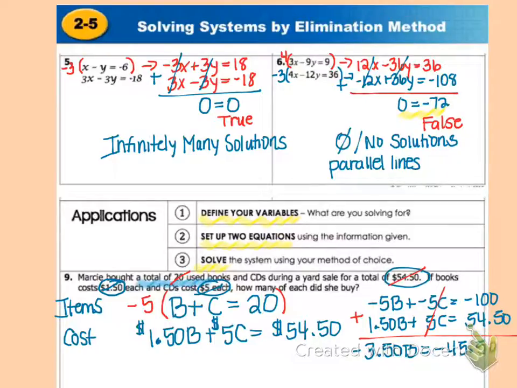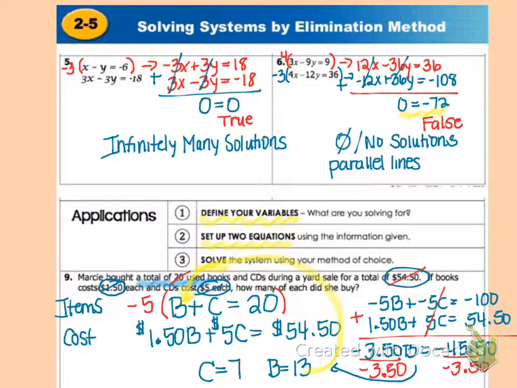And now that's a very easy equation to solve for B. I just simply have to divide both sides by 3.50, and that'll tell me how many books. And that turns out to actually be 13. So 13 books were purchased, and then going back to the original equations, clearly the easiest one to substitute this 13 back into is this first equation. So we could see that 13 plus C equals 20, and what that tells you is that the CDs must have been 7.